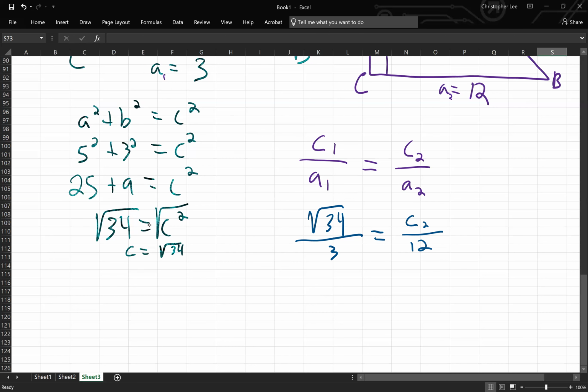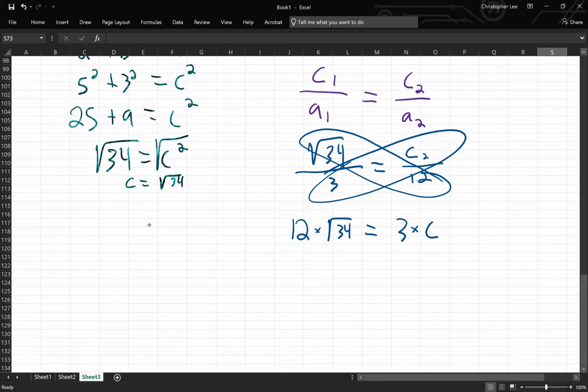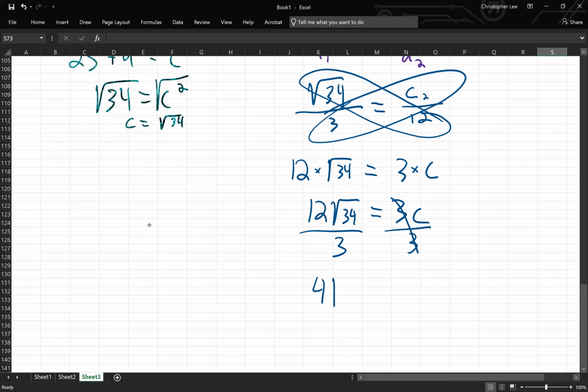Really? This is simple. Look, cross multiply. This is where you use cross multiplication. So this is going to be 12 times square root 34 is equal to 3 times C. Put this together, this becomes 12 square root 34 is equal to 3C. Divide by 3 on both sides. 12 divided by 3 is what again? So 4 square root 34 is equal to C.